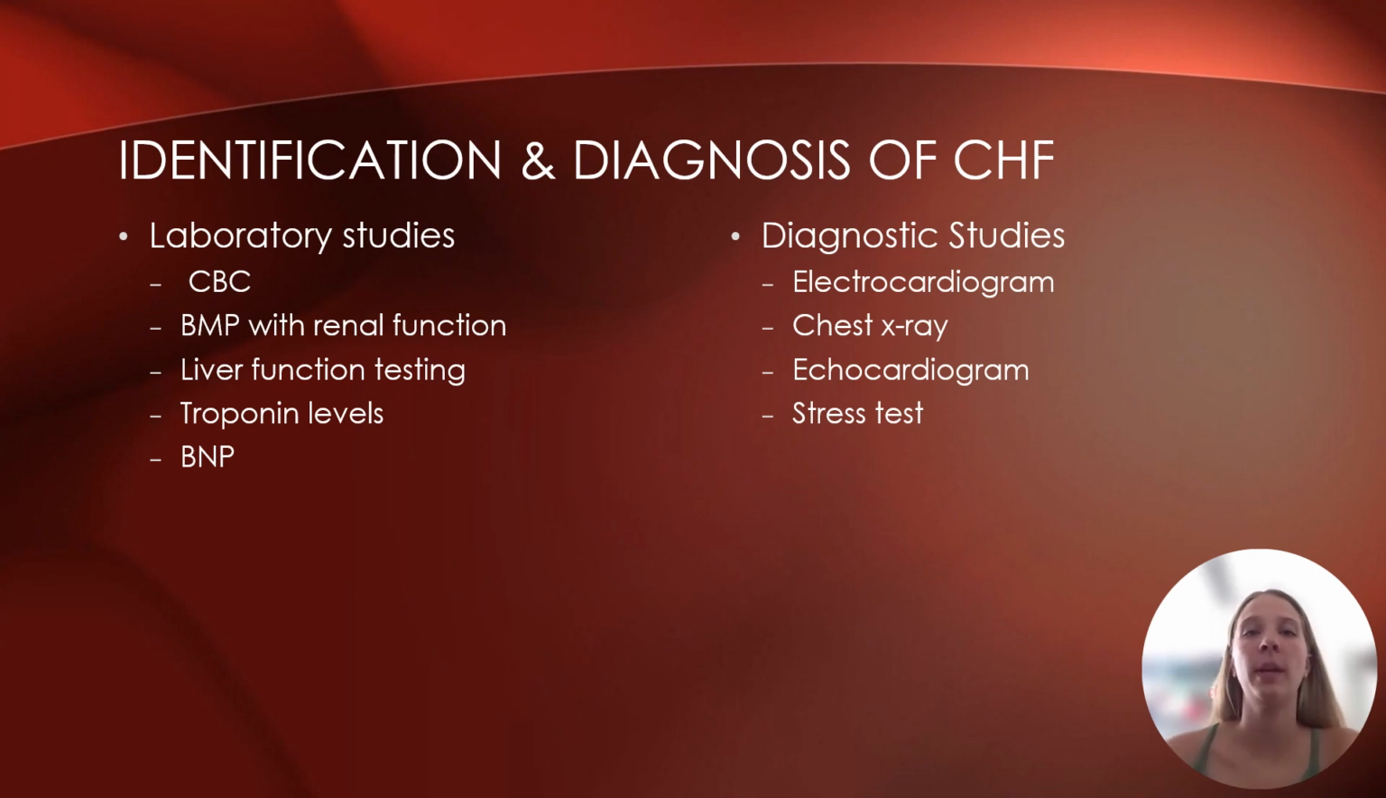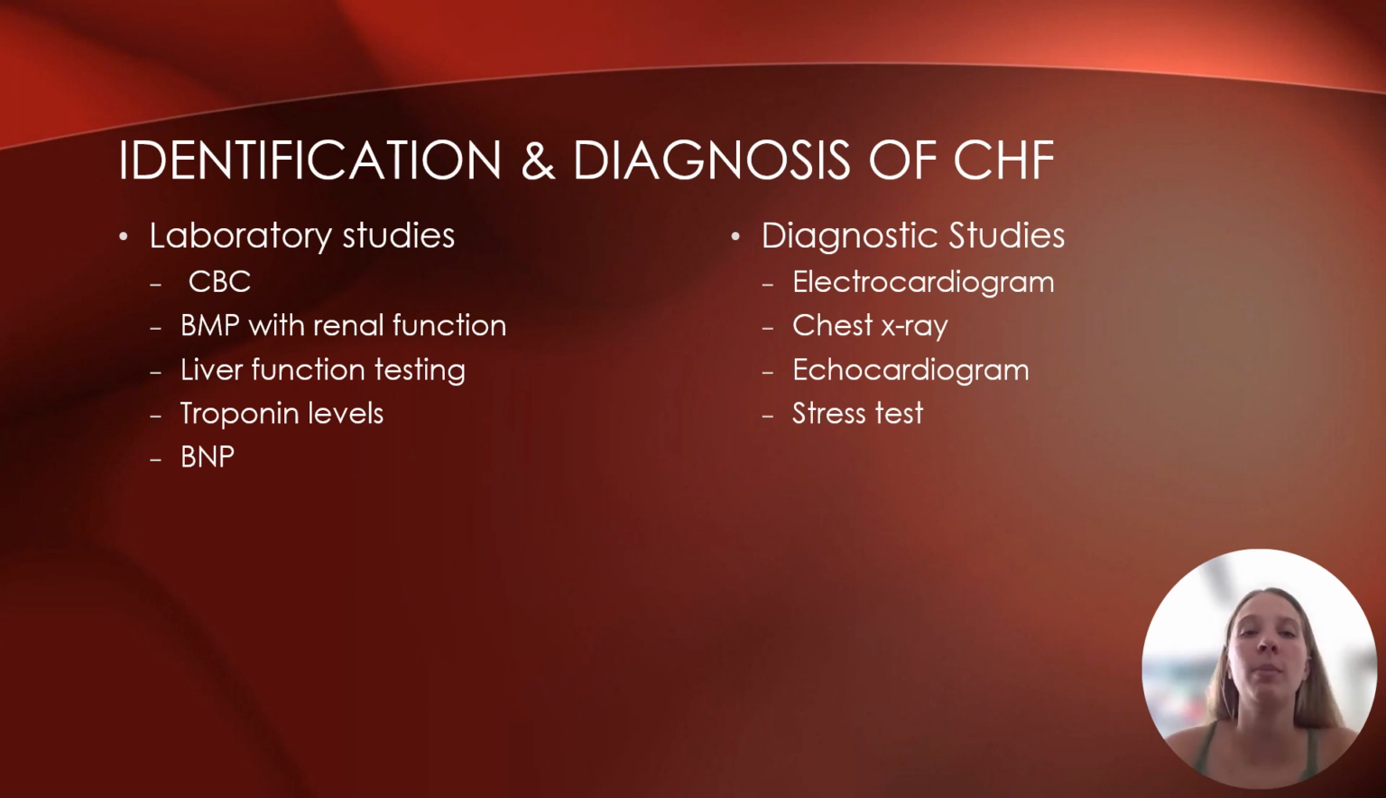There are many different ways to identify and diagnose a patient with the disease process of heart failure. Laboratory and diagnostic studies can be done to indicate heart failure in a patient. Laboratory studies that may indicate heart failure include a complete blood count, also known as a CBC, a basic metabolic panel, also known as a BMP, with renal function, liver function testing, troponin levels, and a B-type natriuretic peptide test.